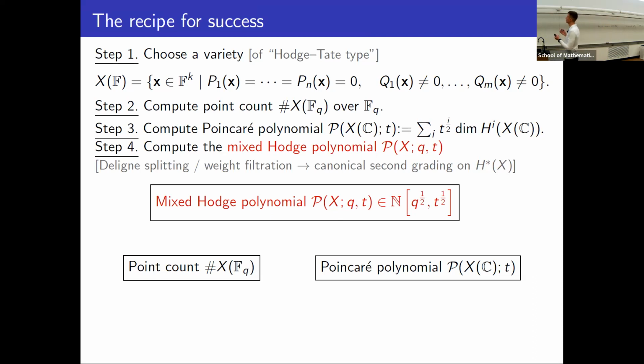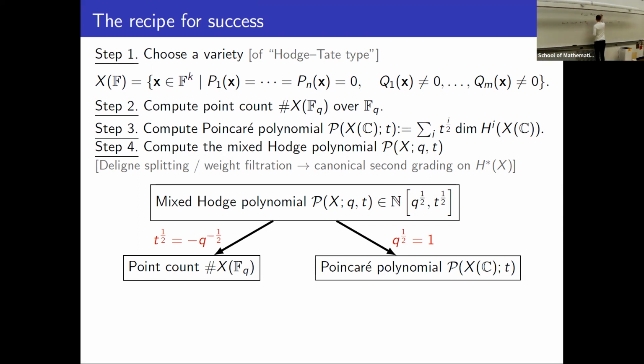Another cool thing about this polynomial is that it specializes to both of those at the same time. So let me write it down. The mixed Hodge polynomial P(x) has square roots of q and square roots of t, and it specializes to both of these. If you send square root of q to 1, you get the Poincare polynomial. But if you send the square root of t to be -1 over the square root of q, then you get the point count up to some monomial in q. The point count is an actual honest polynomial in q. That's what's going to happen.